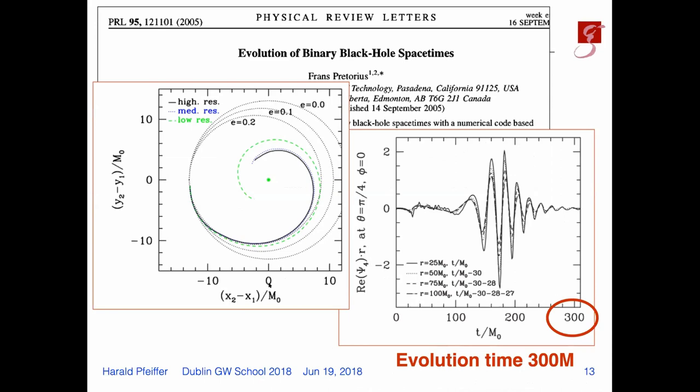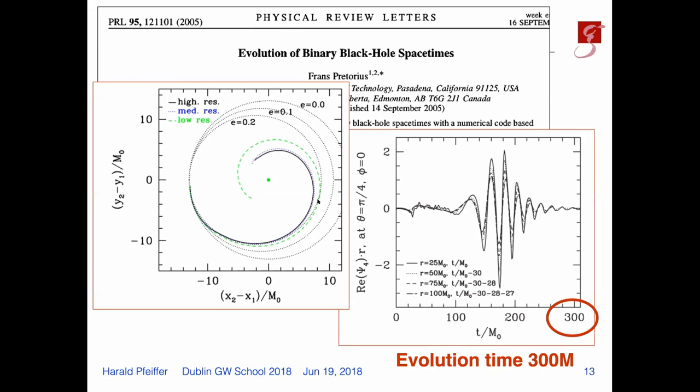Here is the result of Pretorius's first paper. The green curve starting here is a low resolution trajectory of one of the two black holes. It goes around for one orbit and 1/8 of an orbit, and then a common horizon is detected and the black holes have merged. As Frans goes to higher and higher resolution, the green orbit becomes the blue and then the black. So it differs quite widely from the low resolution run, but medium and high resolution are very close together, only doing about 3/4 of an orbit. And then the merger happens.